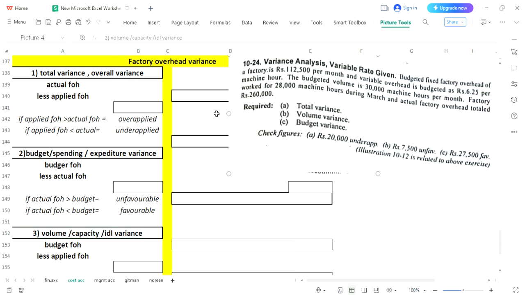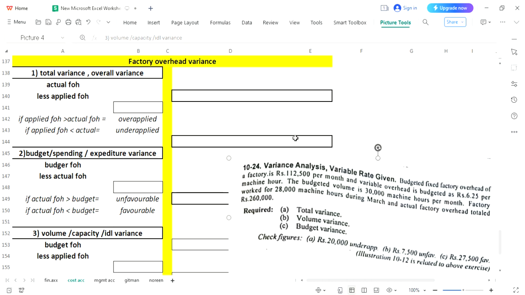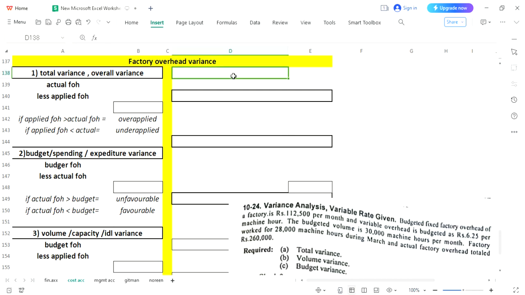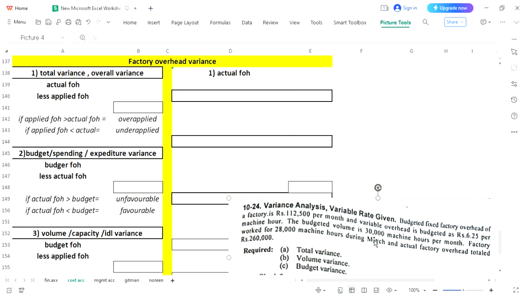Since the right side of the page is used for the supporting calculations, we cannot solve our question through this left side pro forma until we have completed the supporting statements. For the supporting statement, the very first thing you will write is your actual FOH, and actual FOH is usually given in your question. So we will see and write it down later on.